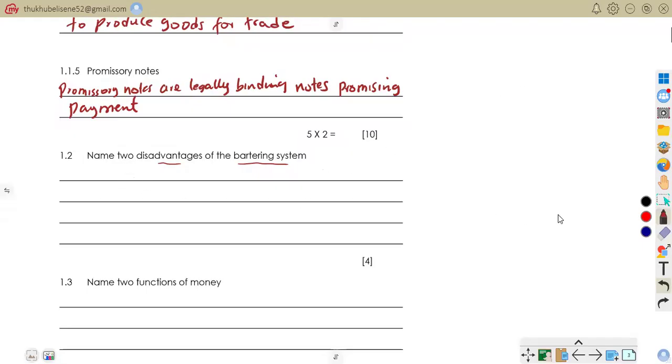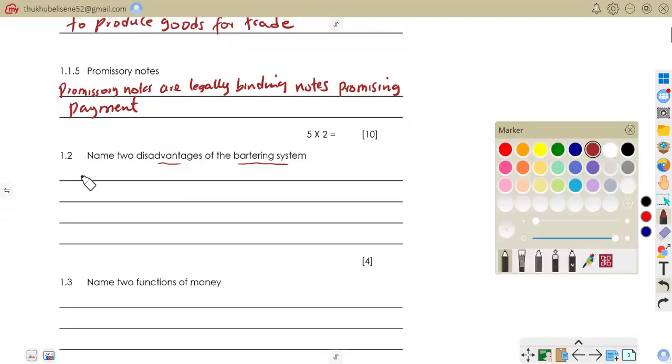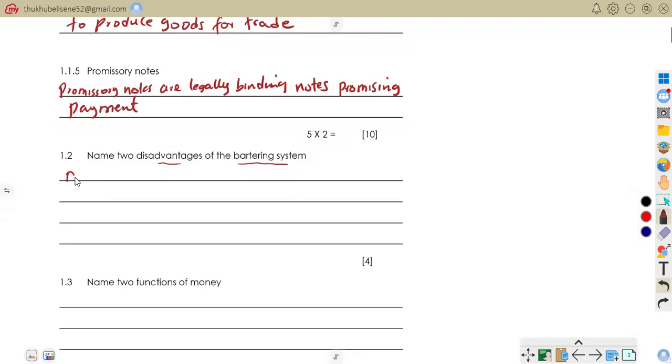So as we are to name a disadvantage of a bartering system, we can talk of no common measure of value. Meaning to say there is no fixed way to decide how much something is worth. For example, how many chickens equal one blanket? So that is that.